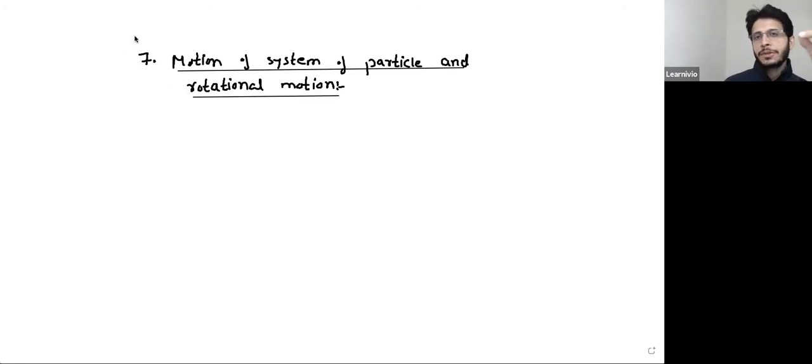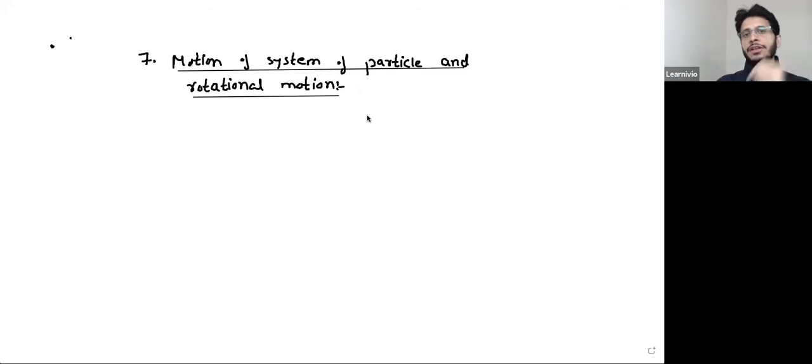All these chapters are about point masses. In all these chapters, what we study is point mass. Point mass is basically a mass which has no dimensions of its own. Like this point mass doesn't have length, it doesn't have breadth, it doesn't have area. It's just a point. That's a point mass basically.